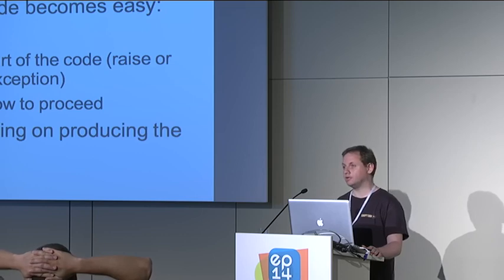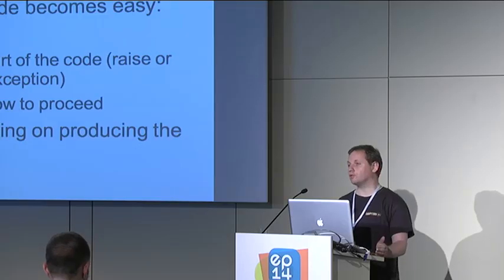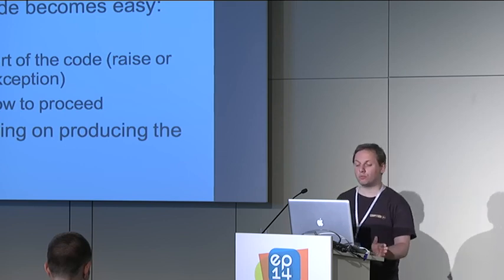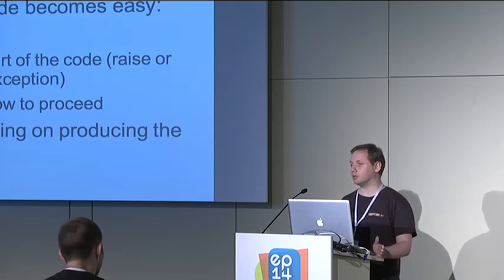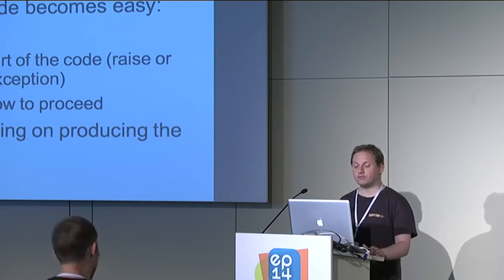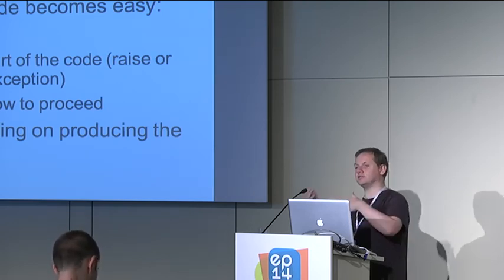So generally, you hardly ever use except. And when you use it, you use it in a tightly focused way, which means little work for the developer, and which also means that the error handling in your code becomes very easy. Because most of the time you just clean up. If there's an error, you don't care because you can't fix it. The user has to fix it. The operator has to fix it. So you just clean up and it traverses upwards the stack. Eventually, one of the calling routines will decide how to deal with it, but it's not your problem at that moment. The nice thing is that you don't have to care about producing the result because the exception mechanism already stops the productive part of your code. And the benefit of all this is you have clean code focusing on producing the result and it doesn't intermingle with try, except, and whatnot.